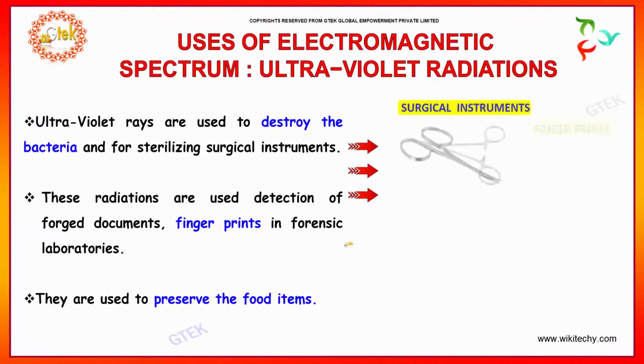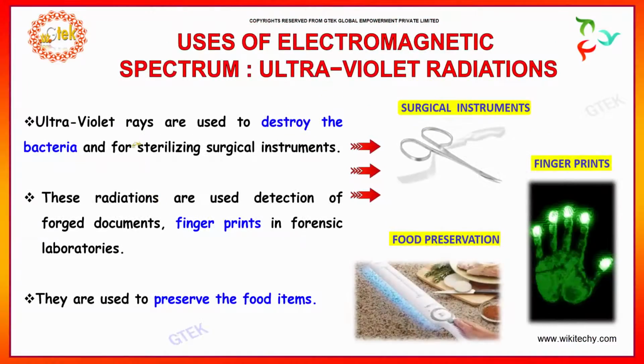We'll talk about ultraviolet radiations. Ultraviolet rays are used to destroy bacteria and for sterilizing surgical instruments. These radiations are used to detect forged elements and fingerprints in forensic laboratories. They are used to preserve food items too.